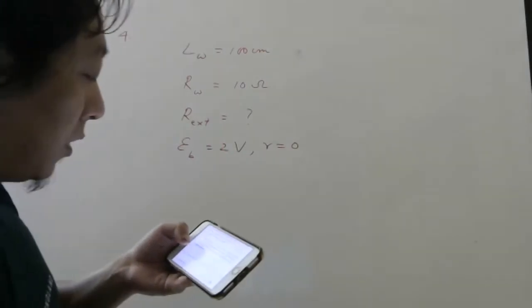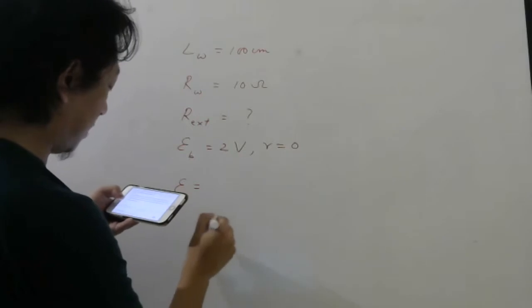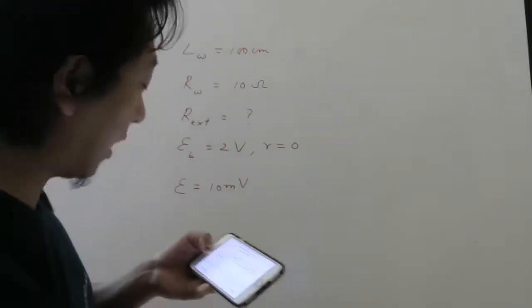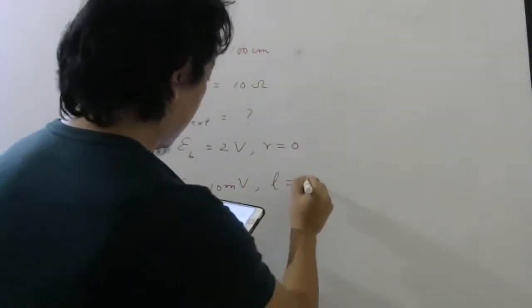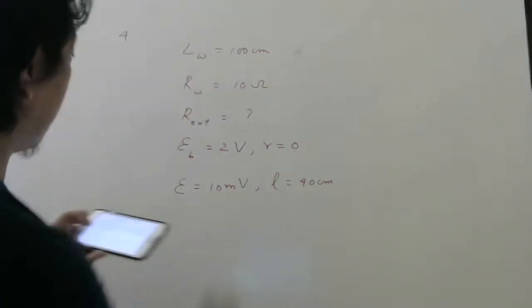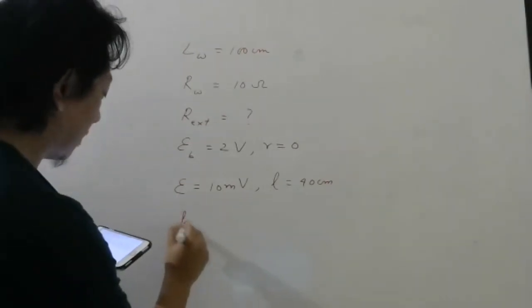A source of EMF 10 millivolt. So this is the EMF which we are going to measure, but they have given the value. 10 millivolt is balanced against a length. Balance length is 40 centimeter. What is the value of the external resistance they are asking? Also find the potential gradient.